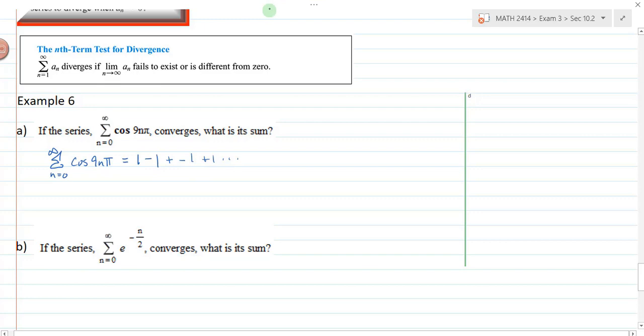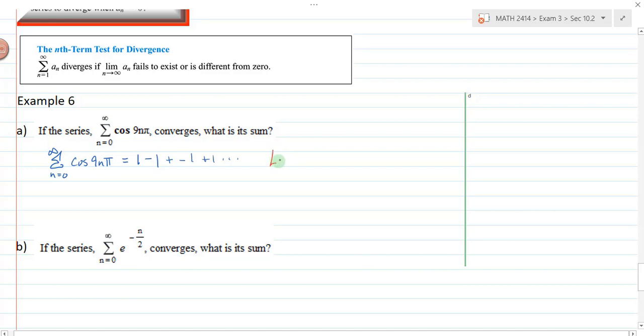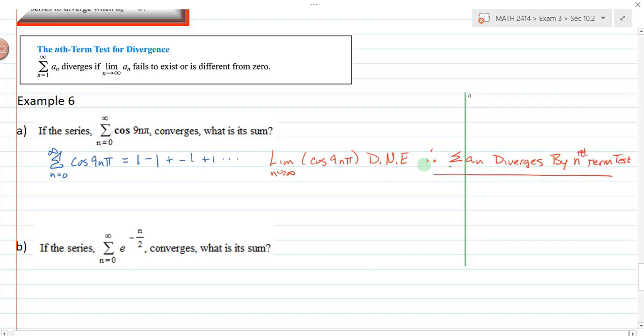When we expand these terms out, this is not going to be equal to 0. So we would say then that the limit as n approaches infinity of cosine 9n pi does not exist because the terms are just oscillating between 1 and negative 1. Therefore, we would say that the series diverges by the nth term test. So because the limit didn't exist, we would say the series diverged by the nth term test for divergence.